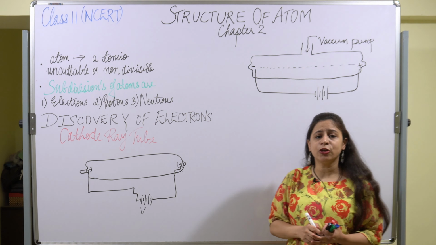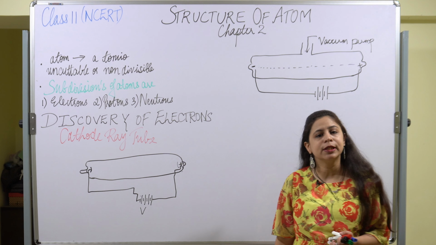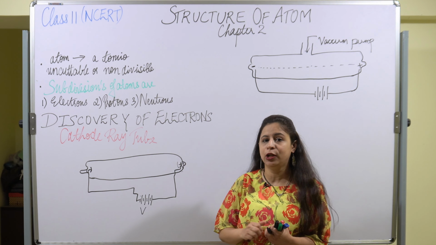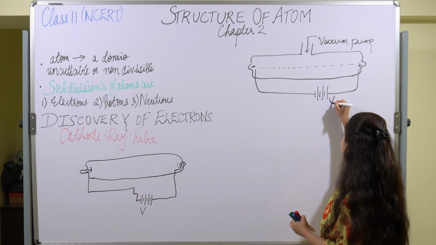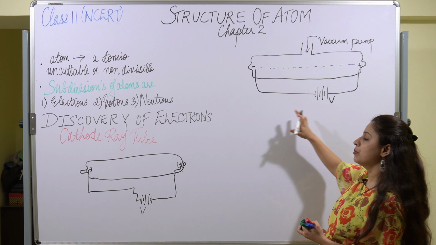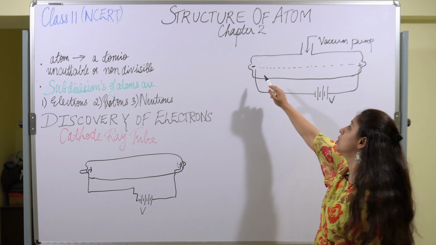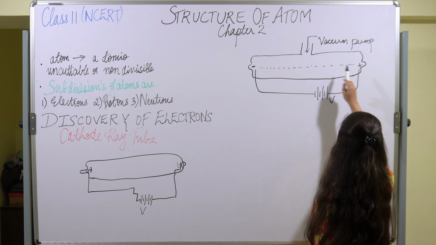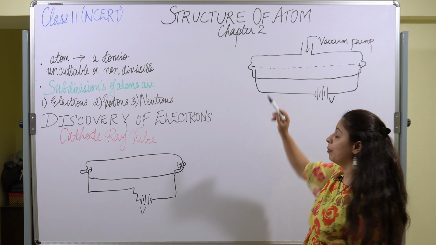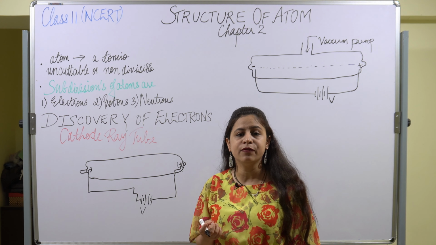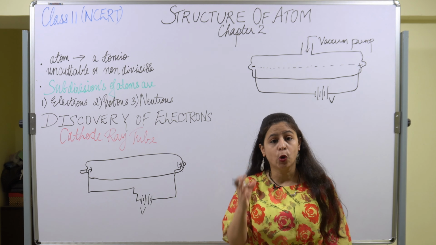When the low pressure was created with the vacuum pump, and then we passed electricity through it, applied through a battery or some source, we saw that particles were moving from the negative end to the positive end. Those particles were known as the cathode rays.